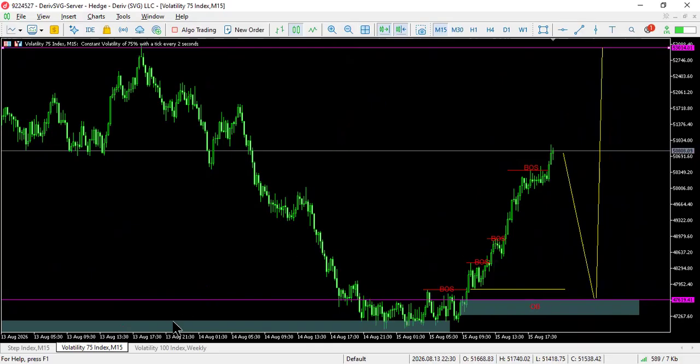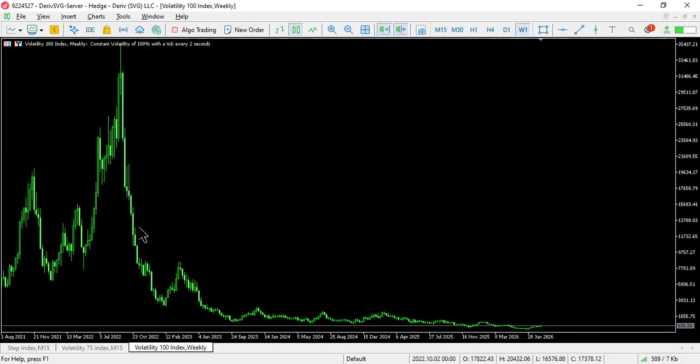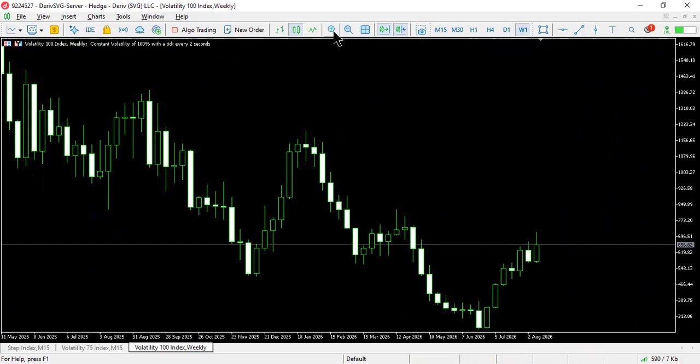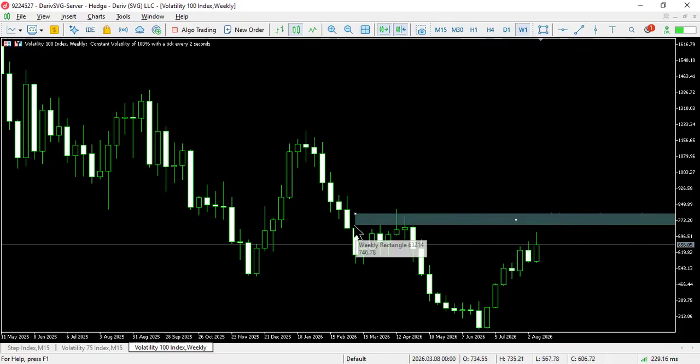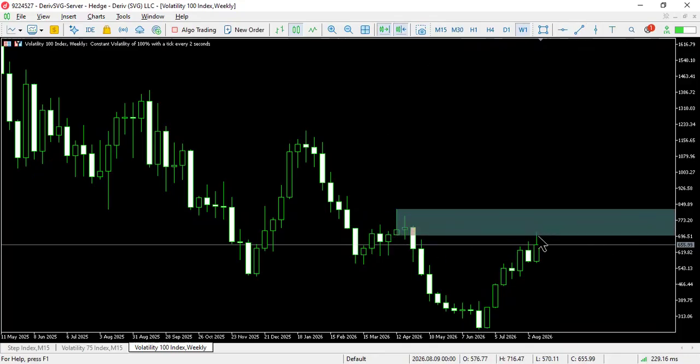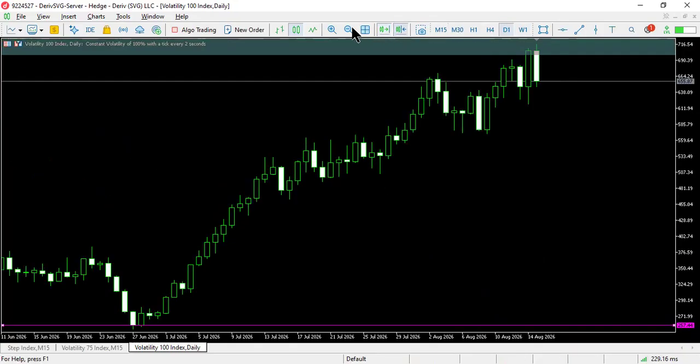And then moving over to volatility 100 from the weekly time frame, marking my key levels, you can see that there is a supply. There is a supply at that level and price has just stepped in. Therefore, I'm going to be looking for selling opportunities to the downside. I'm going to be seeing if I have a change of character. Moving over to the daily time frame.